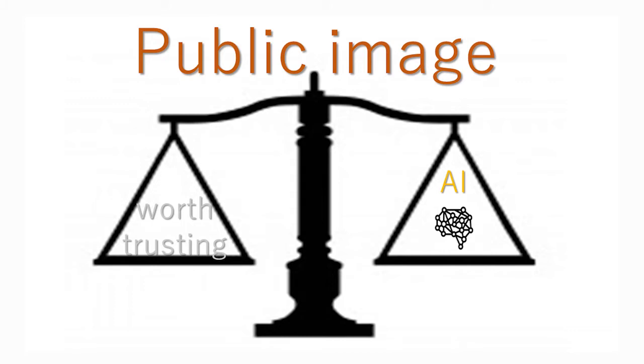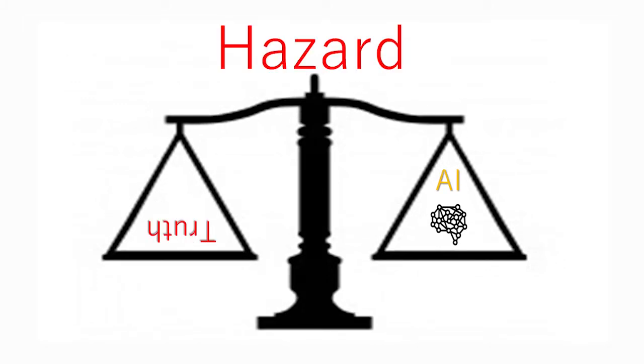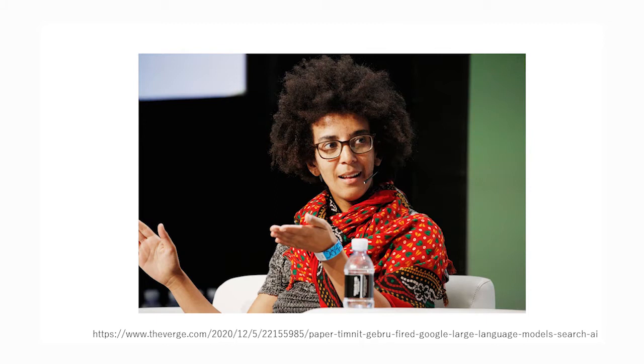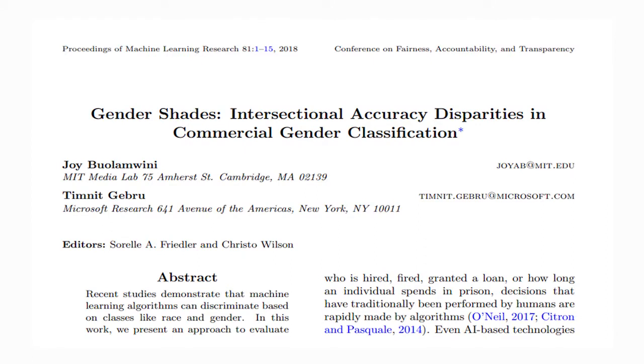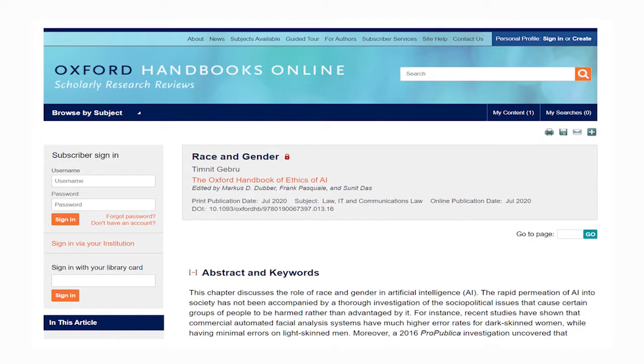Most people easily think that an AI solution is worth trusting. But in reality, possibly, various fatal errors I'm talking about here are systematically produced by racial prejudice inherently kept in actual society and the low standard of maintaining databases. And Timnit Gebru was one of the researchers who pointed out this problem, elucidated its mechanism, and considered the possible solution for the problem. Her research called Gender Shades showed a big difference between the precision of AI facial recognition of Caucasian males and that of black females. Also, she wrote her article under the category of Race and Gender in the Oxford Handbook of AI Ethics 2020.